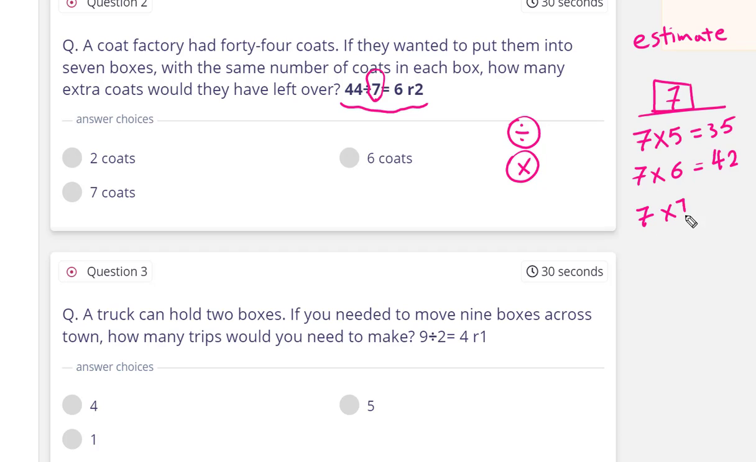7 times 7. This is 49. Now 49 is wrong, because 49 is more than 44. In this case, we will use 7 times 6 equals 42. And let's see how to use it.